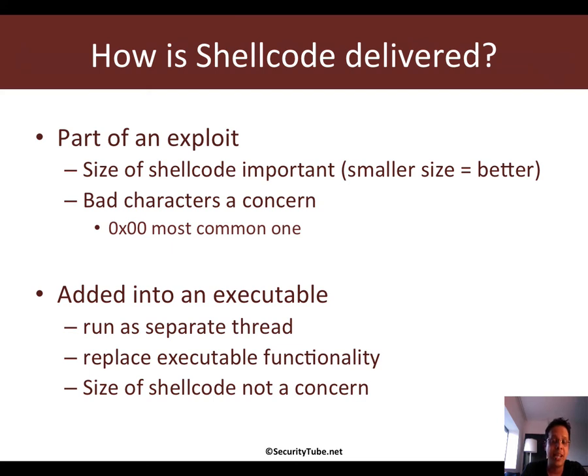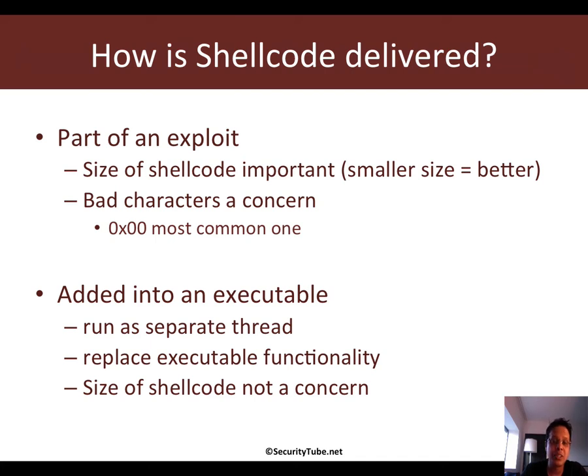Another important aspect of shellcode delivered as part of an exploit is that there could be certain characters which may hinder the exploitation itself, and these are called bad characters. So one needs to ensure, using encoding or other techniques, that the shellcode being used with the exploit does not contain any bad characters. 0x00 is the most common one, simply because it marks the end of a string, and most exploits do not allow using this specific byte value.